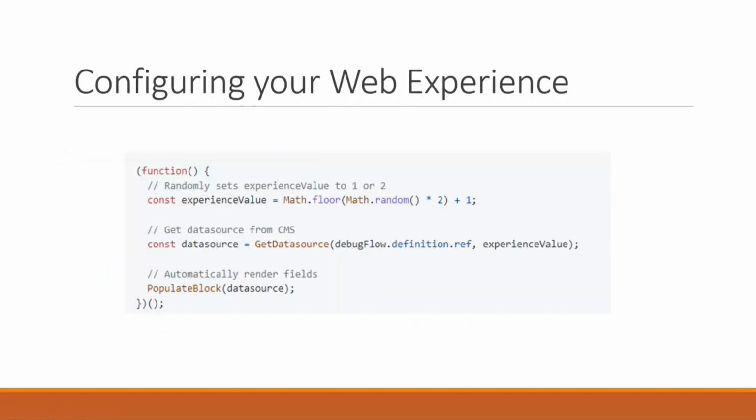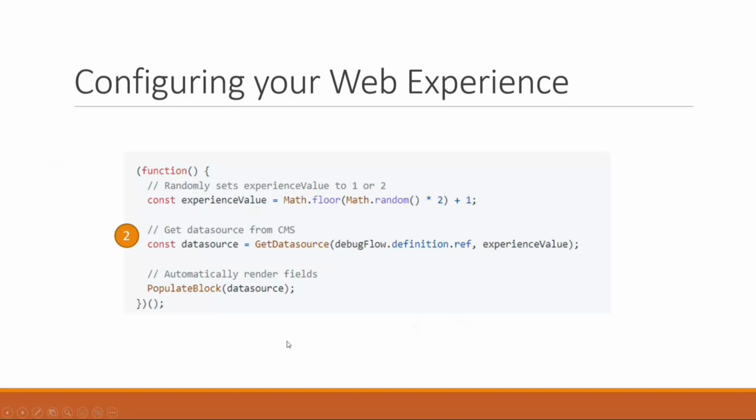As you can see here, we show how the web experience ends up being very easy and simple. First, I am using this random method to get the experience value between 1 and 2. This is actually random for this example, but like I said, you can use any of your criteria. After that, I take the experience ID, which is debugflow.definition.ref, and also the experience value that I just got from the first phase, and pass them to the method getDataSource.